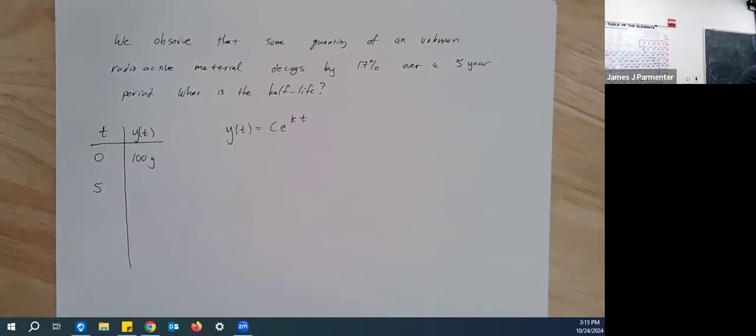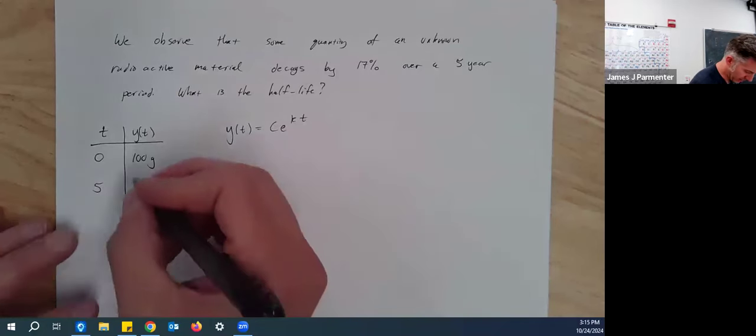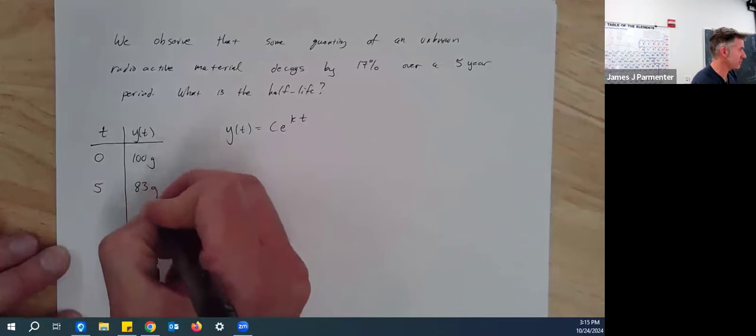We have an unknown quantity of radioactive material that decays by 17%. So it doesn't decay to 17%, it decays by 17%, meaning we're losing 17%. And yes, I am sorry that people write it that way sometimes, but they do. So just be careful. If it says decays to an amount, that amount is what you have. If it says it decays by an amount, that amount is what you've lost, and you have to do 100% minus that amount. So we've decayed or lost 17%. How much remains? 100 minus 17, which is 83%, or 83 grams.